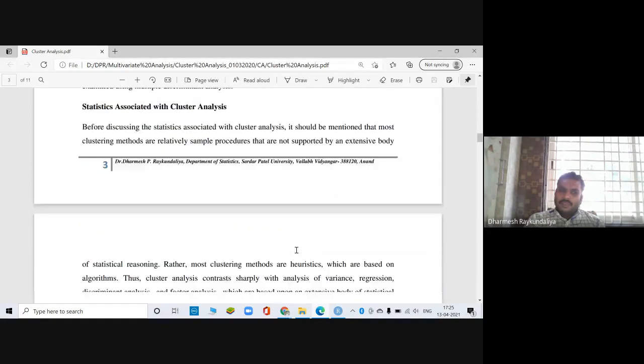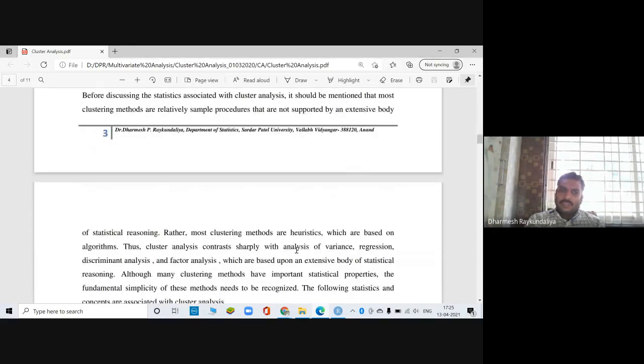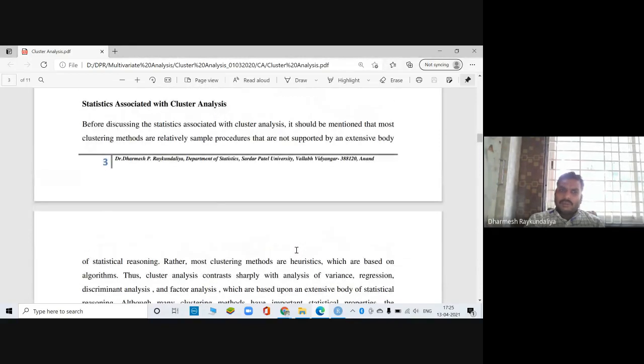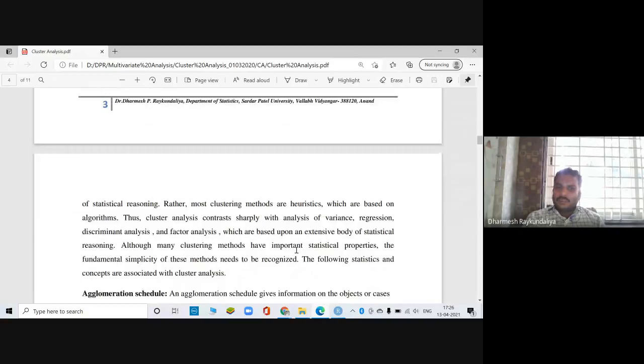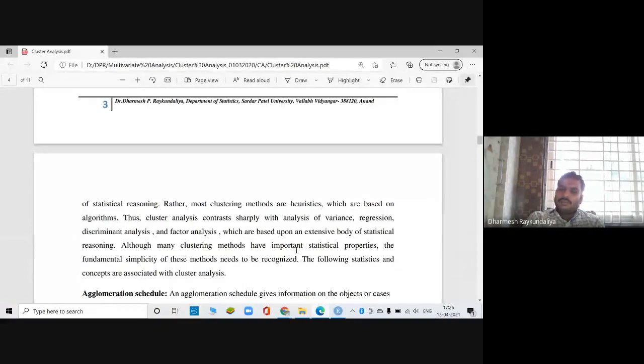There are various statistics associated with cluster analysis. Before discussing them, it should be mentioned that most clustering methods are relatively simple procedures that are not supported by an extensive body of statistical reasoning. So we will not do testing of hypotheses and other things here. Most clustering methods are heuristics, which are based on algorithms. So clustering is usually done based on a certain algorithm.